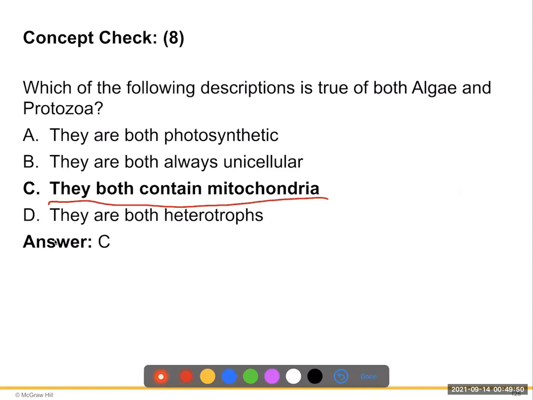Remember, things that have mitochondria produce energy to move. Okay? Some algae is photosynthetic, protozoa are not. Unicellular, some can aggregate, like algae can aggregate into colonies and into multicellular groups. And they both are not heterotrophs. But they both have to contain mitochondria to provide ATP.